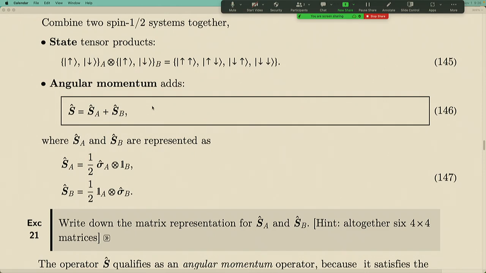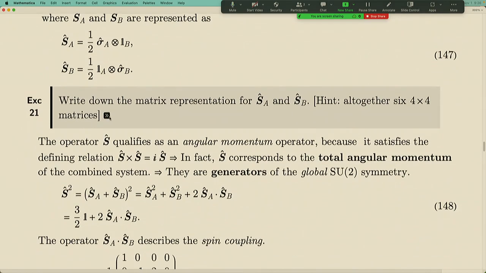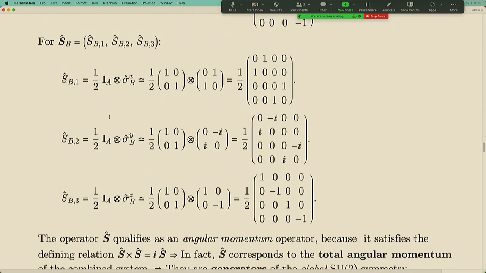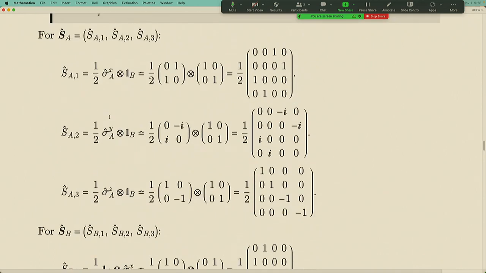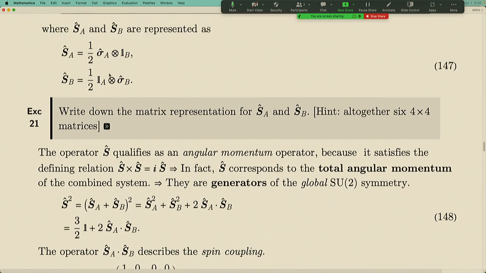Yeah. There's an exercise. Try to write down matrix representations of all these S_A, S_B. I think there are answers here. So if you're not familiar with this tensor product, you can go through this exercise and see whether your answer is consistent with the answer there, okay? So this is how we define the angular momentum operator in the larger Hilbert space, which contains two spins for both the A particle and B particle.